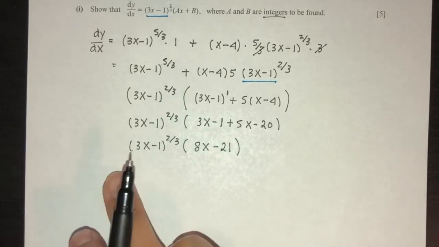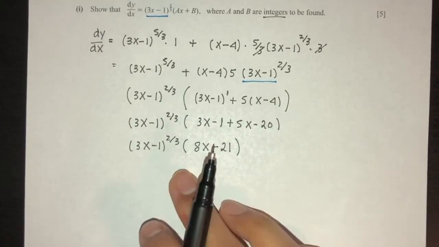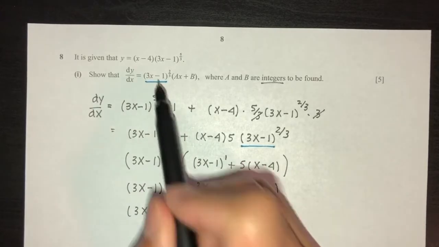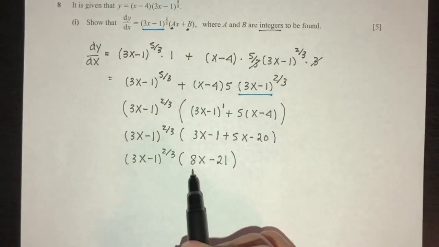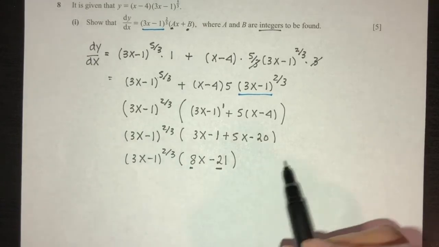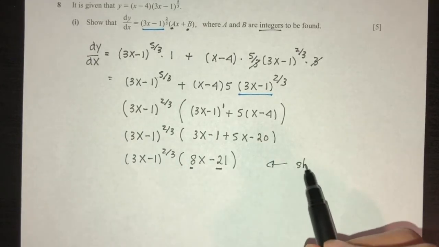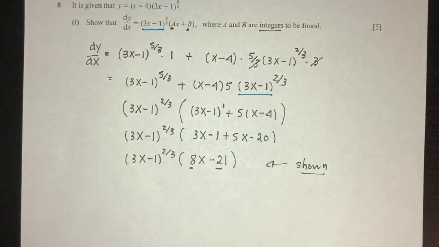Okay, so this will be the complete factorization. As you can see, this is the same, and this is your value of a, b. So a is 8 and b is minus 21. This is shown as required. Okay, that is just part 1.